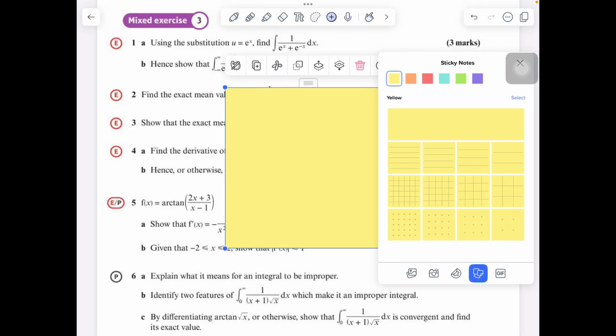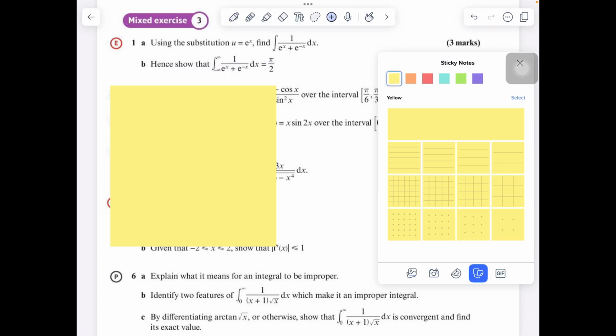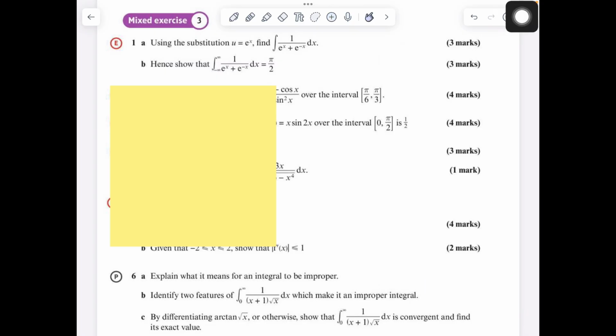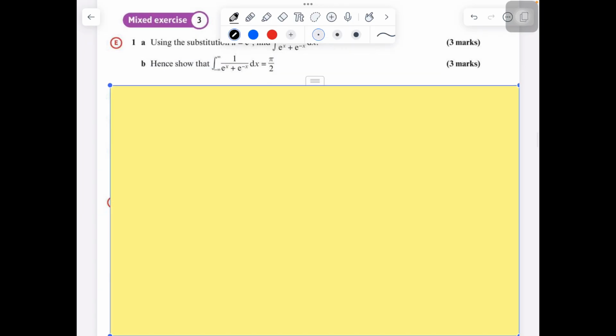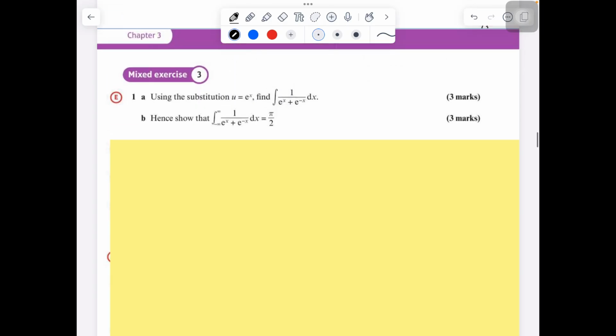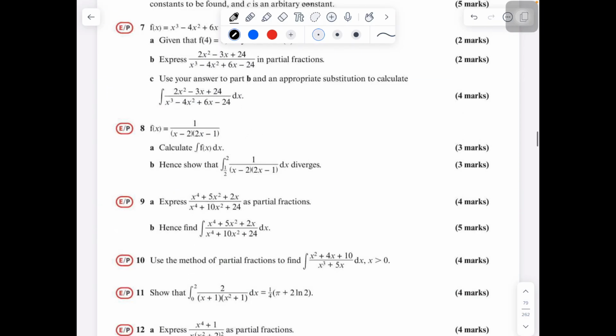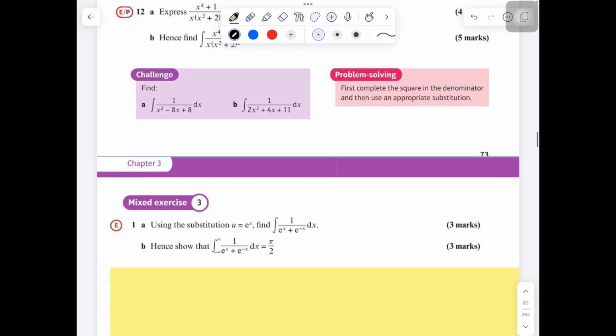So now, again, let's do the further math, Core 2. Oh, sorry, why doesn't it work? Core 2, Chapter 3, which is calculus, methods in calculus.